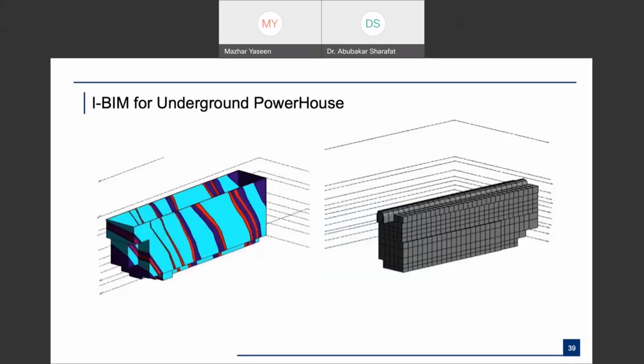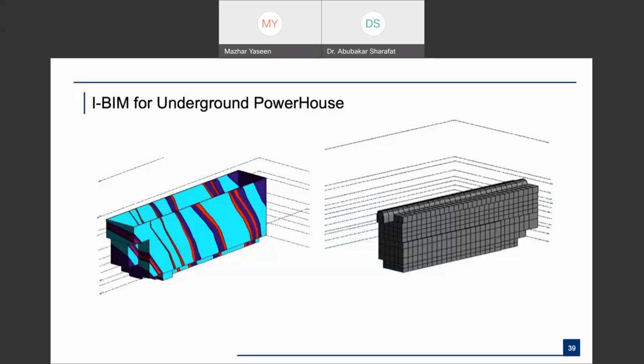Okay, this is also an underground powerhouse. You have all the geological information, which is very helpful in deciding different things, or maybe in the future for facility management. On the right side, this shows you how you're going to excavate it. So this can be the excavation model.